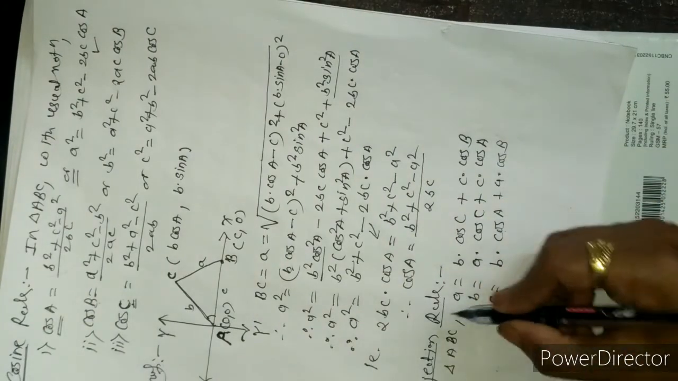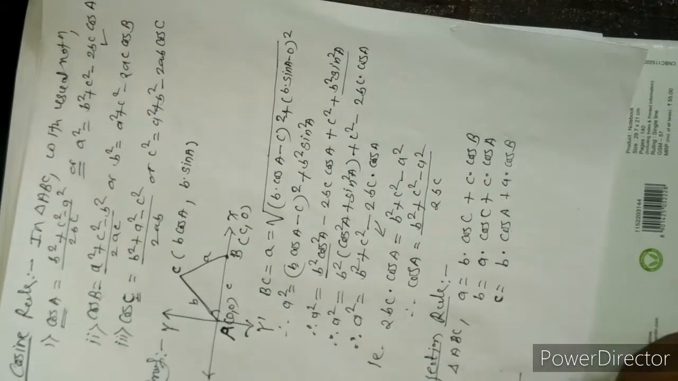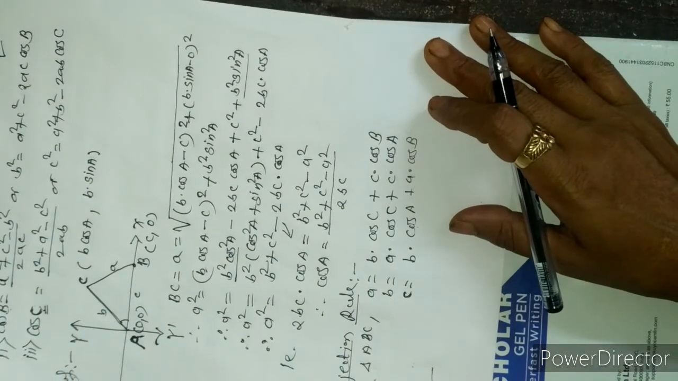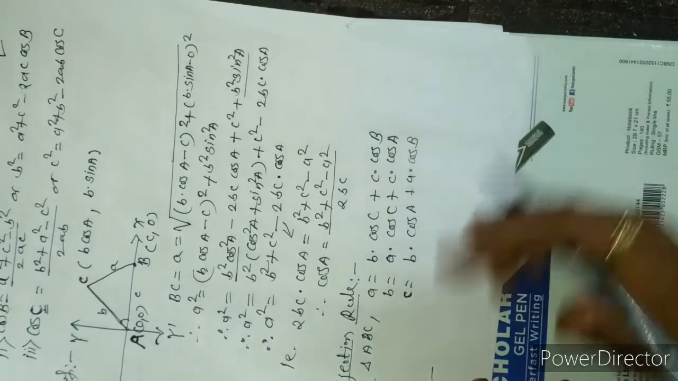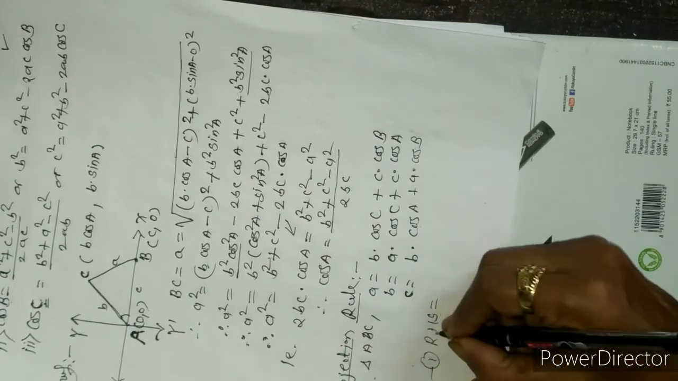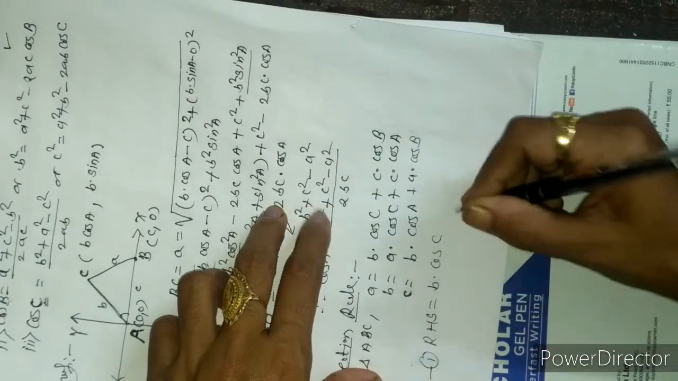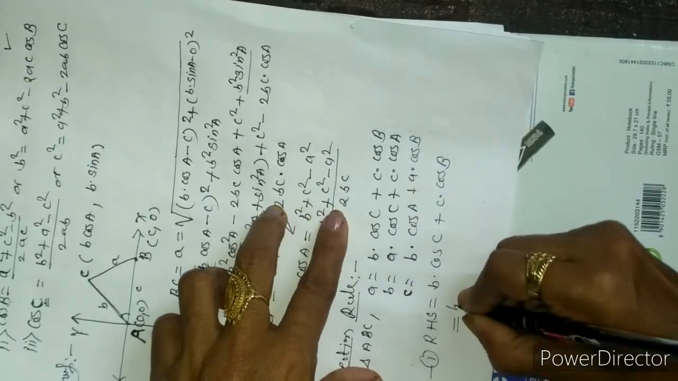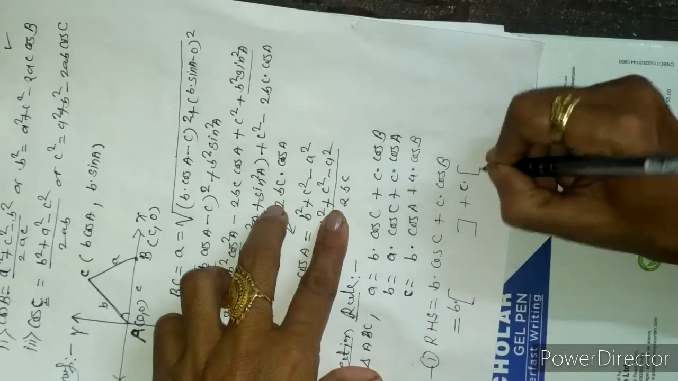So we take these 3 statements. From this we prove only one of the statements, the relation for the length of sides of the triangle. But if you know the results of cos C and cos B from the cosine rule, then you can prove it easily. For the first result, if we take the RHS, RHS is equal to B into cos C plus C into cos B. So by using the cosine rule, we take the value of cos C and the value of cos B.